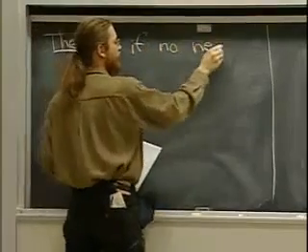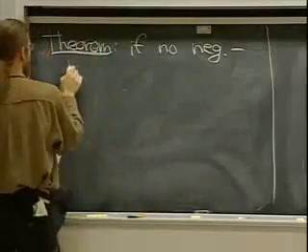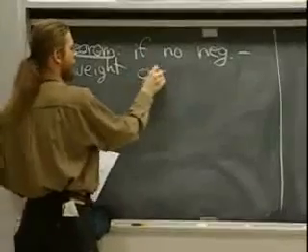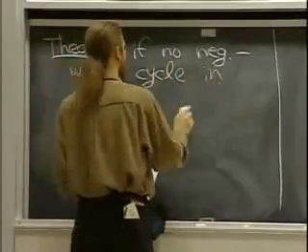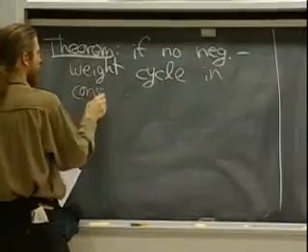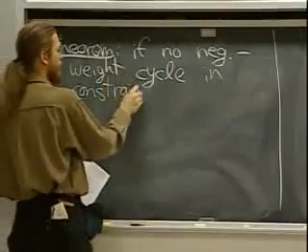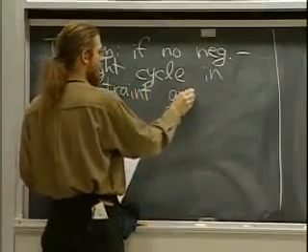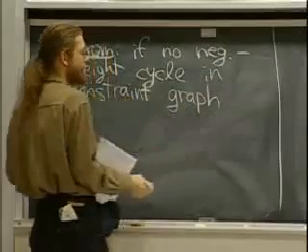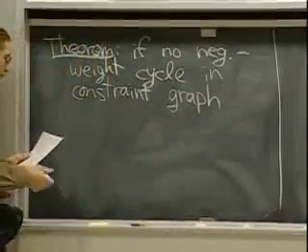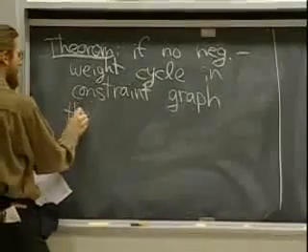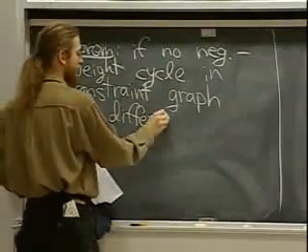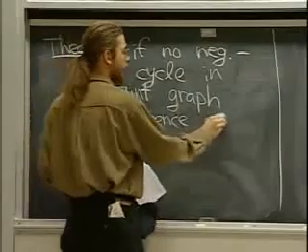So the reverse direction is, if there's no negative weight cycle in this constraint graph, then the system better be satisfiable. So the claim is that these negative weight cycles are the only barriers to finding a solution to these difference constraints.